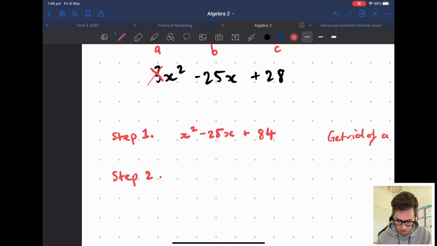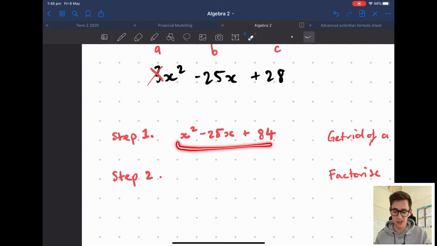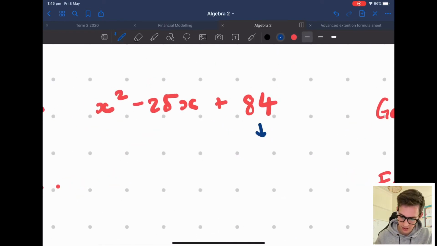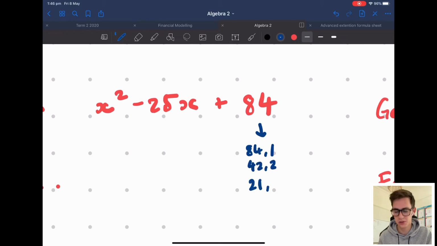Step 2 is we're going to factorize our new equation, this one here. Okay, now it's easier said than done, but we'll have a go. What we're going to be doing is our normal method, where we look at our last term, we say, what are the factors of 84? I know I could have 84 and 1. I know I could have 42 and 2. I know I could have 21 and 4.